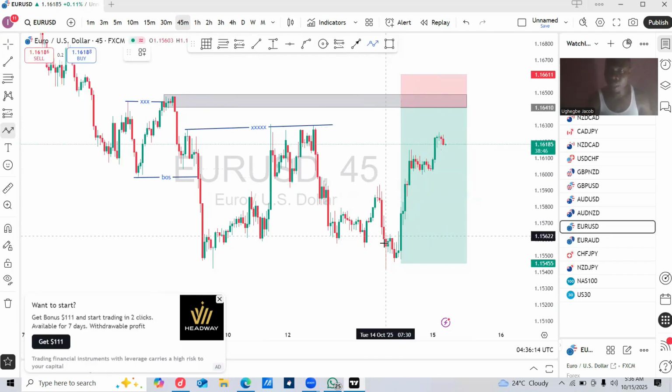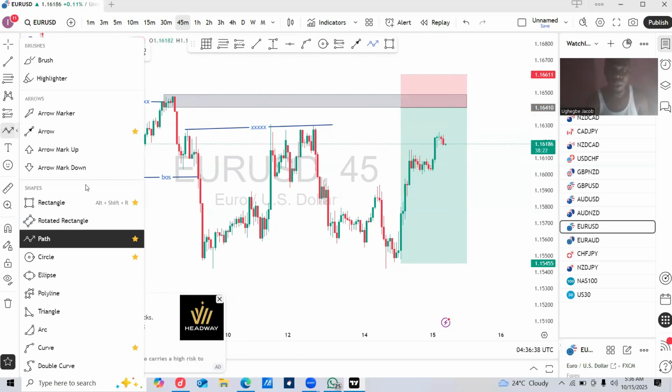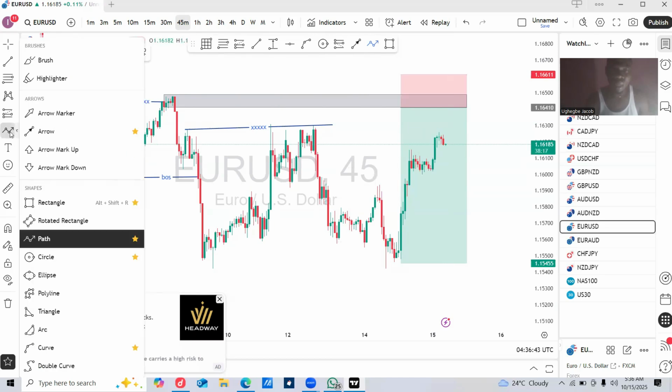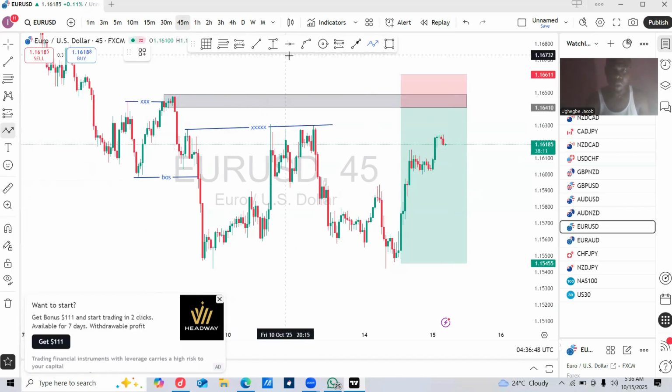Maybe you see the way the market is moving: high, low, high, low, high, low, high. The market is creating structure around this area as it's going to the block. So what are we going to do here? We have to look for a shift in market structure.